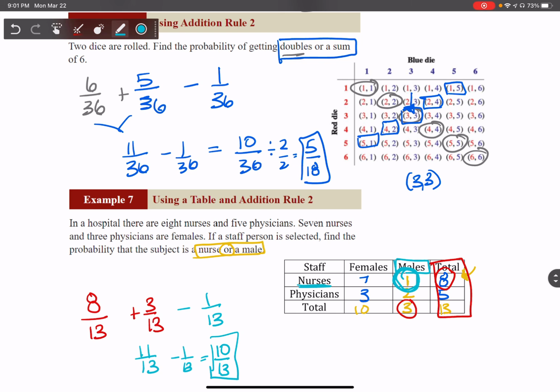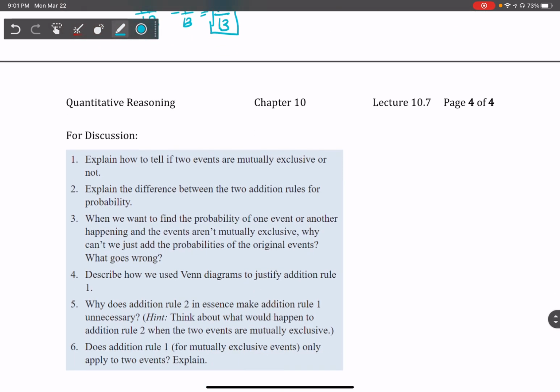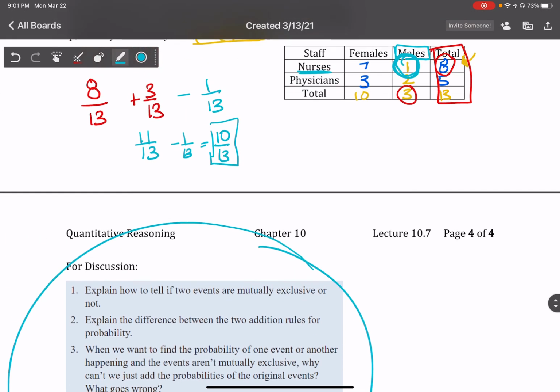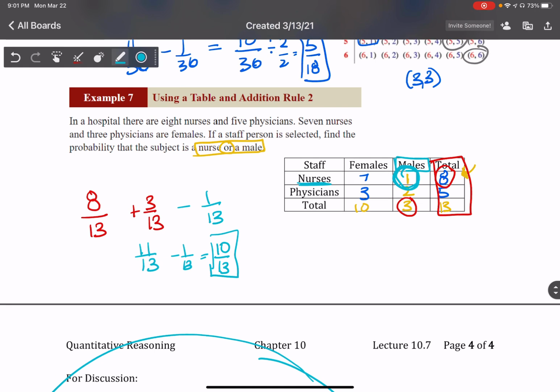All right, that sums up section 10.7. If you guys have any questions, comments, or concerns, please make sure that you are emailing me. Read over your discussion problems. Make sure that you understand everything we went over. I know it's a lot of information, but we are making it work. You guys are doing awesome.